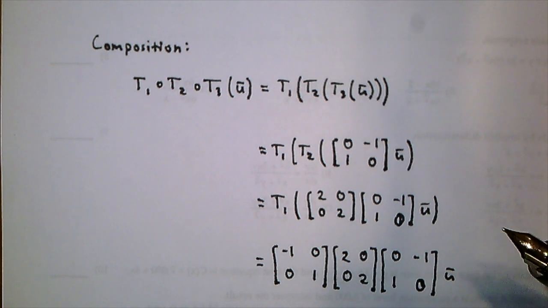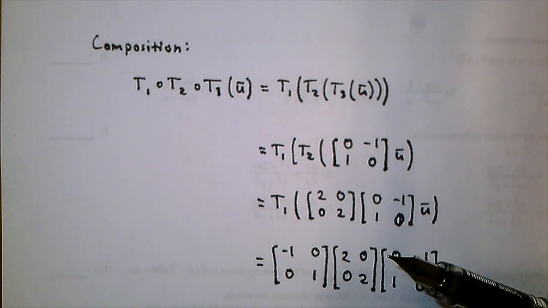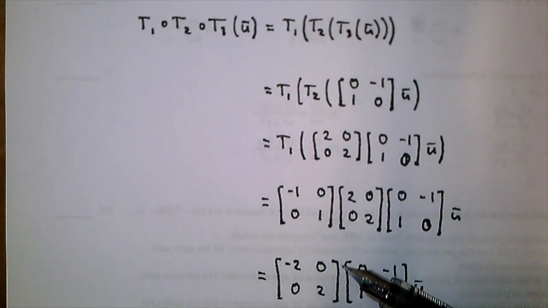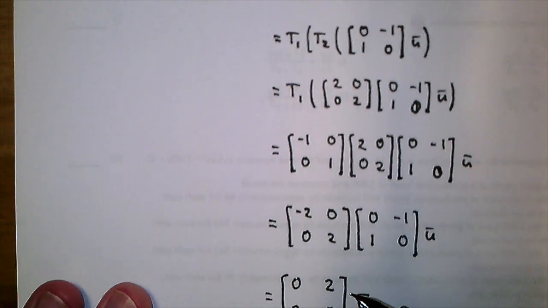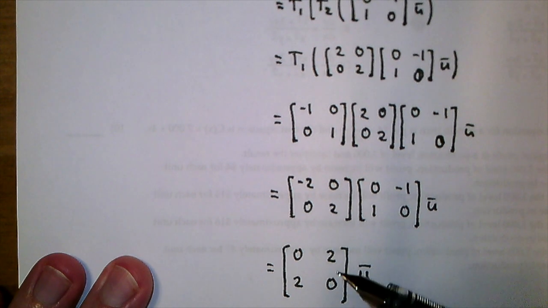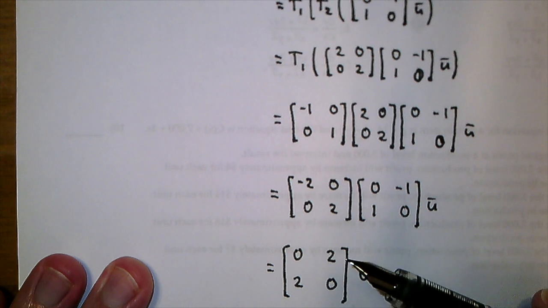Since we're trying to find a single matrix that does all three actions at once, we need to multiply these together. Start by multiplying the matrix for T1 with the matrix for T2. You get this new matrix, minus 2, 0, 0, 2. And next we'll multiply it with the matrix for T3, and we get a single matrix, 0, 2, 2, 0. This matrix here is the matrix that we're looking for in this example.